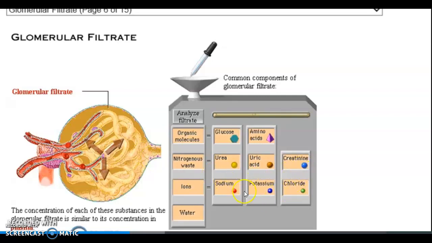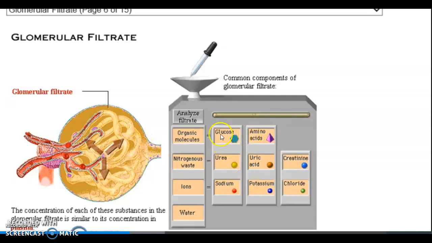Well, all these ions are small enough to be able to go through that, and they have the right charge to go through that. So we're going to lose sodium, potassium, and chloride, but we can't necessarily afford to lose all of our sodium, potassium, and chloride. So we're going to have to reclaim most of it or a lot of it through our reabsorption.